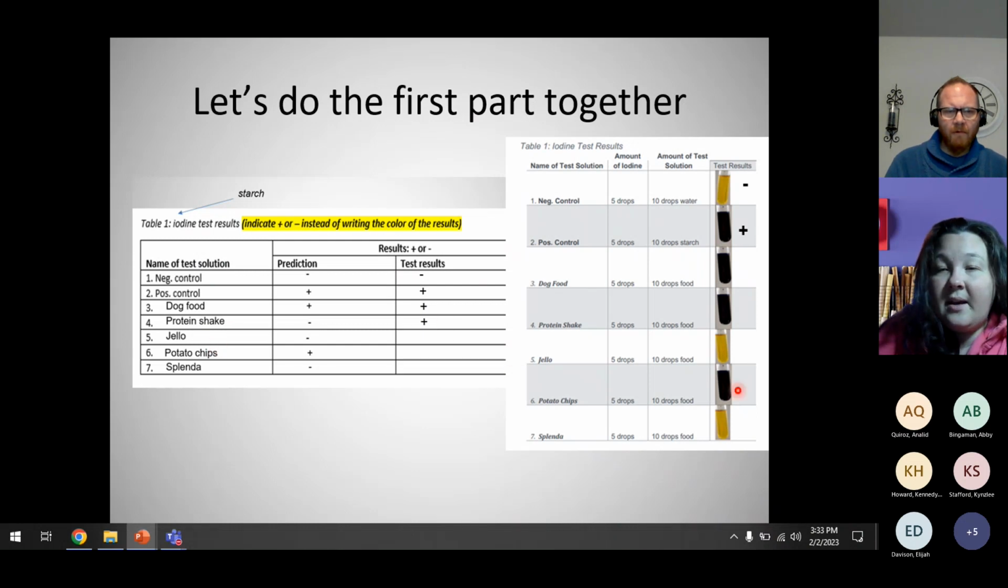Okay, number 5, Jello. This one matches the negative control. So we know that it is a negative result. So I write a minus there. Potato chips. That one matches the positive control. So I write a plus. No, I keep pressing the wrong arrow. I write a plus right there. And number 7, Splenda. This matches the negative control. So I write a negative. So there is no starch in Splenda.